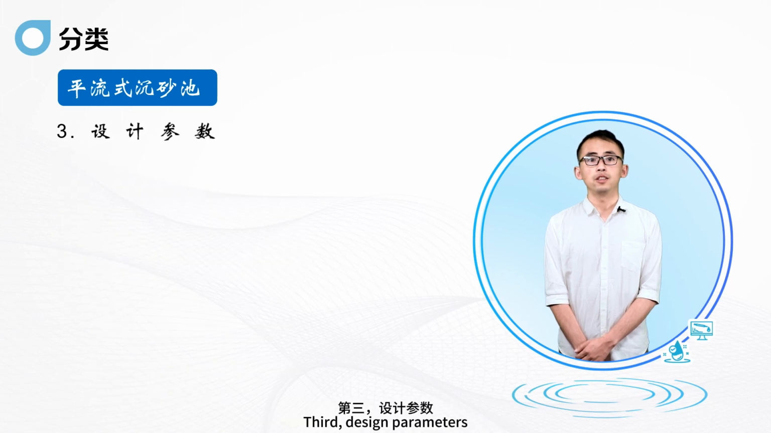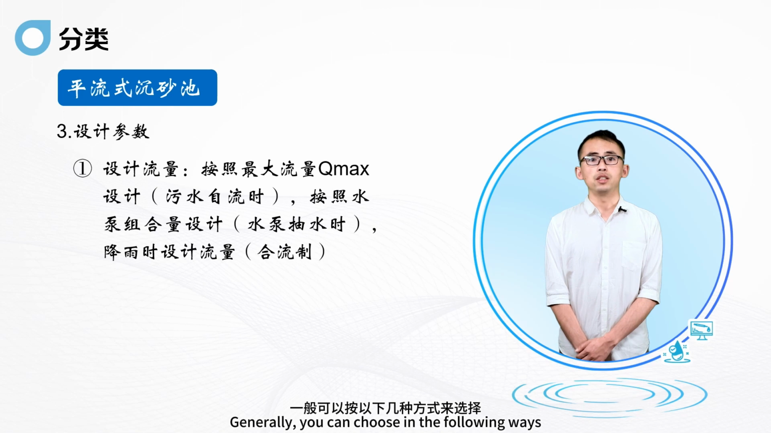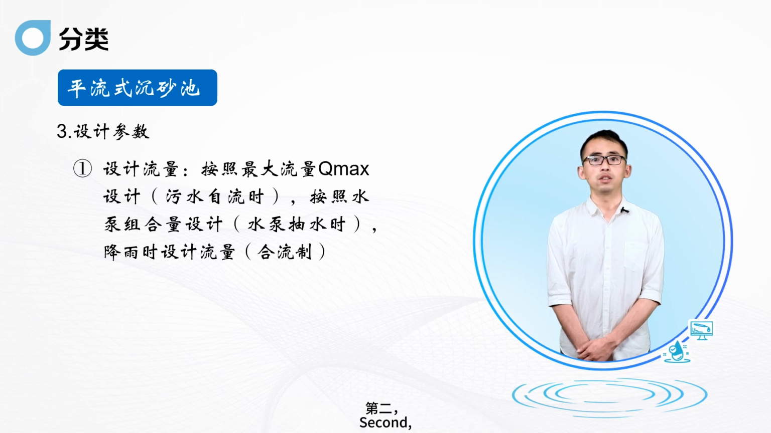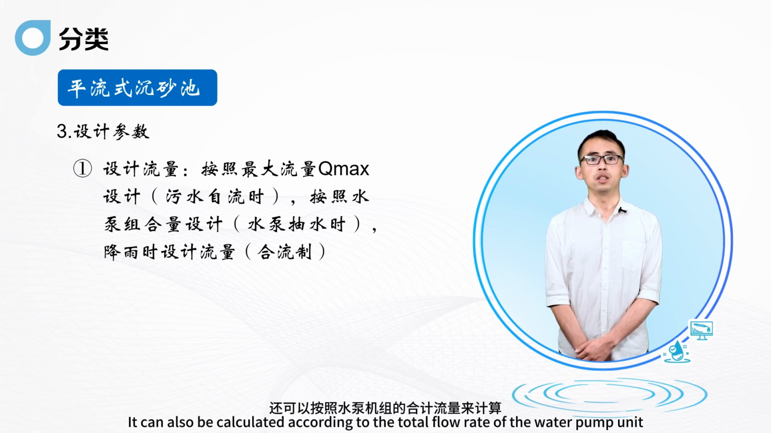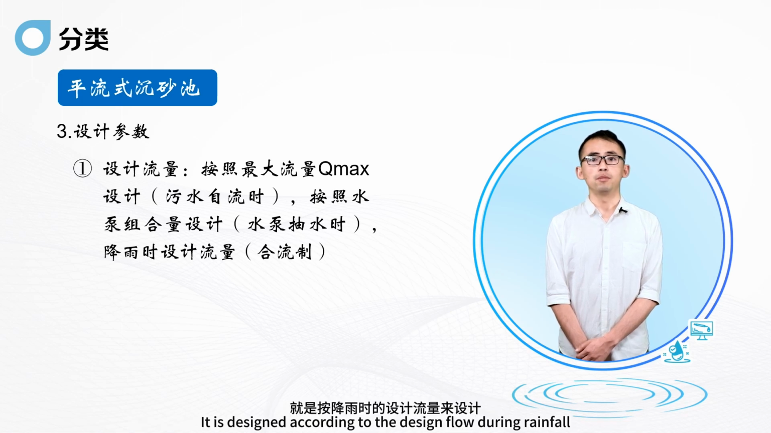Third, design parameters. Design flow. Generally, you can choose in the following ways. It can be designed according to the maximum design flow. Second, it can also be calculated according to the total flow rate of the water pump unit. Or third, it is designed according to the design flow during rainfall.